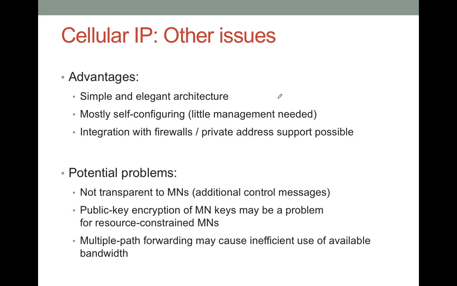Another issue, the advantage of cellular IP is a simple and elegant architecture, mostly soft configuration, and integration with the firewall. So CIP can integrate with the firewall. Potential problems: it is not transparent to the mobile node, there are additional control messages, and public key encryption of the mobile keys may be a problem for resource-constrained devices. Yeah, so with multiple path forwarding, it may cause inefficient use of the available bandwidth.